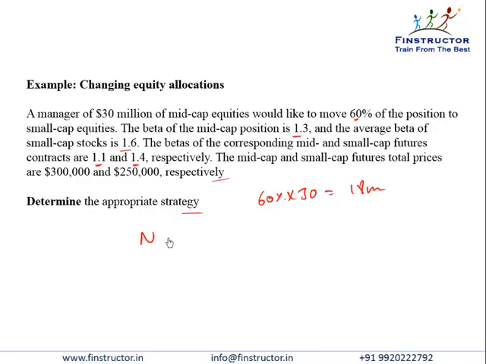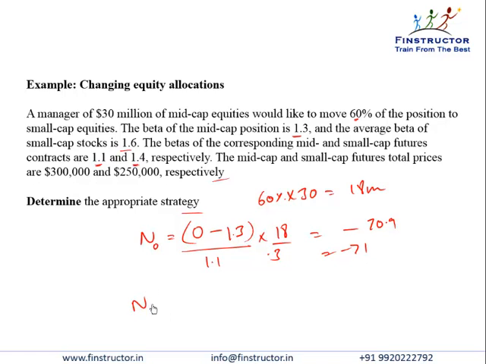So the number of contracts needed would be equal to the target beta. First we want to bring the beta down to 0, minus the beta of the mid-cap position, that is 1.3, divided by the beta of the mid-cap futures contracts, that is 1.1, into the value of the mid-cap position upon the value of one futures contract, that is 0.3. So this will come out to be minus 70.9, or approximately 71 contracts is what we will need to short of the mid-cap futures.